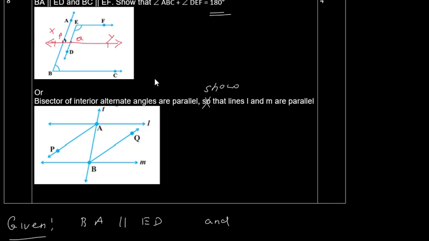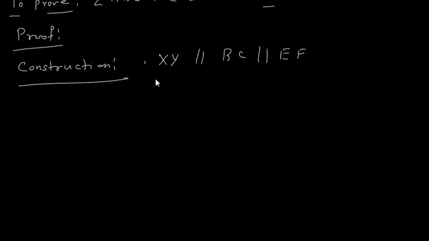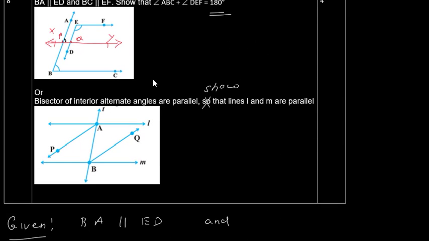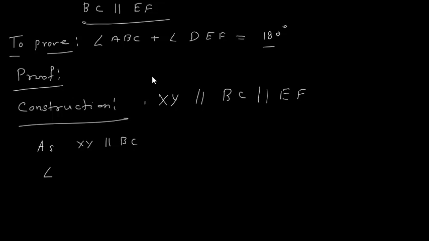So first I will say that XY is parallel to BC. After construction I will say that as XY is parallel to BC, our angle APY is equal to angle ABC. This is our first equation. Reason is corresponding angles.